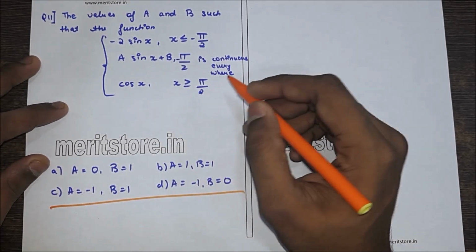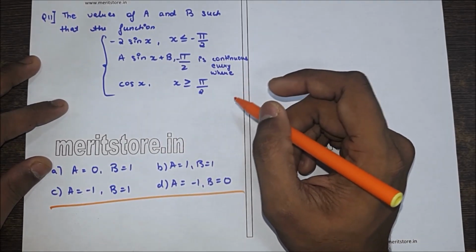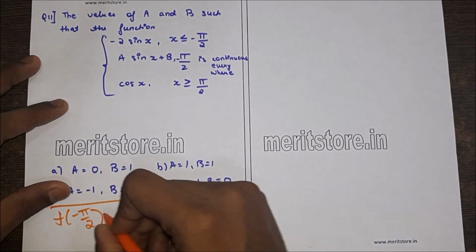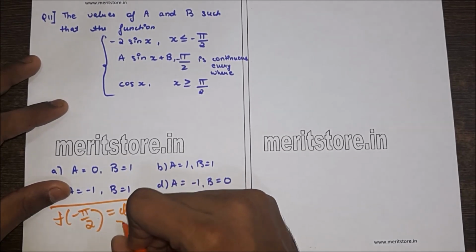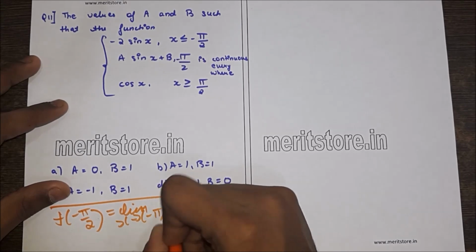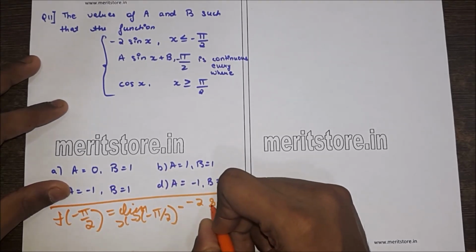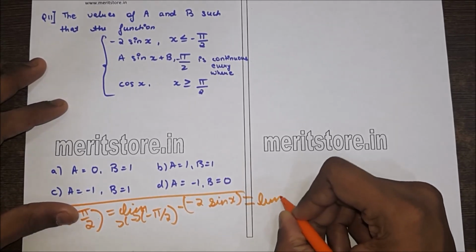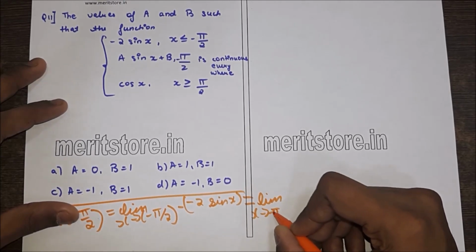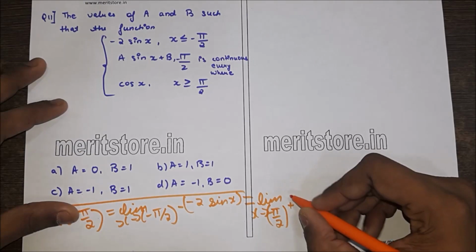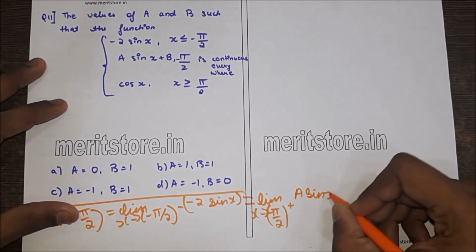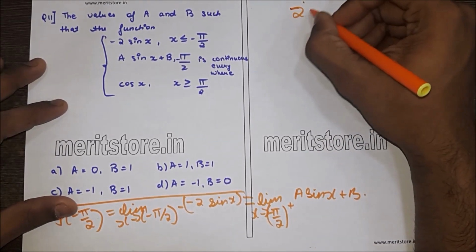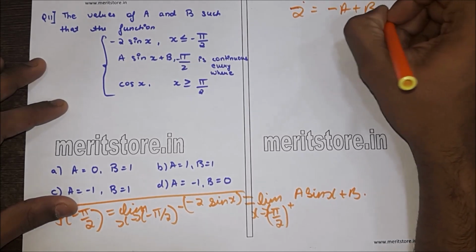So for continuity at x where x belongs to R, we must have f of minus pi by 2 equals limit of x tends to minus pi by 2 on the negative side, minus 2 sine x, equals limit of x tends to minus pi by 2 on the positive side, a sine x plus b. So from this we know 2 is equal to minus a plus b.